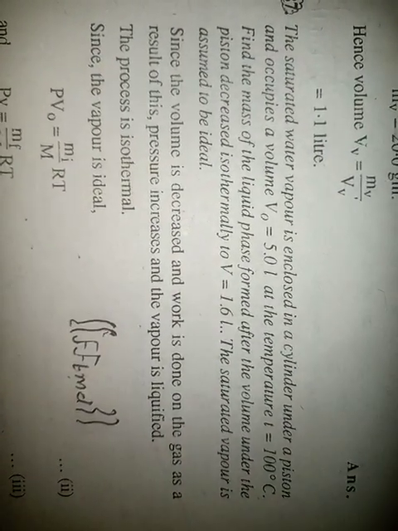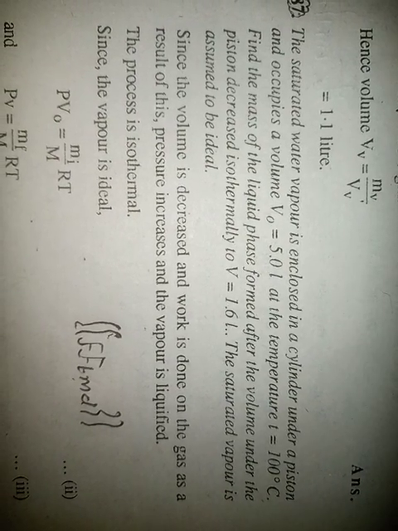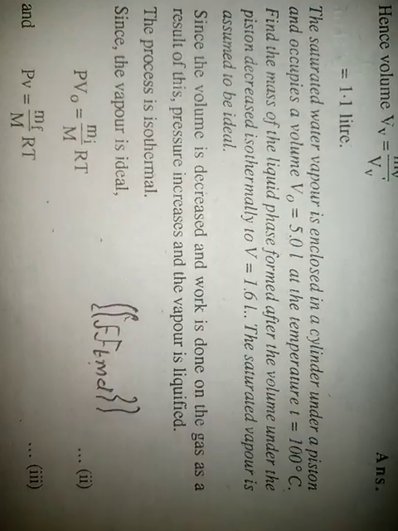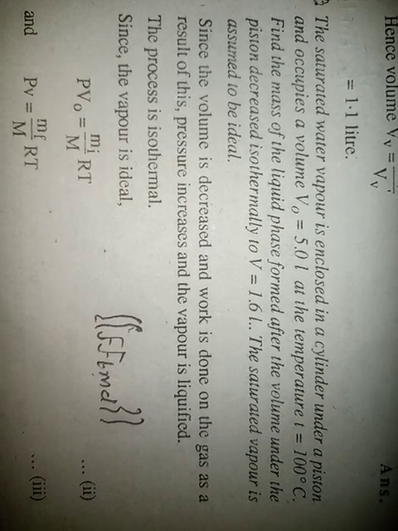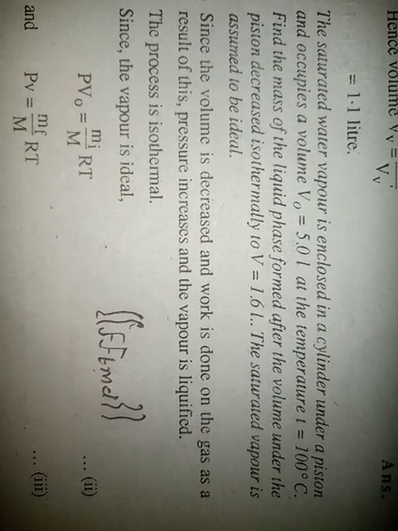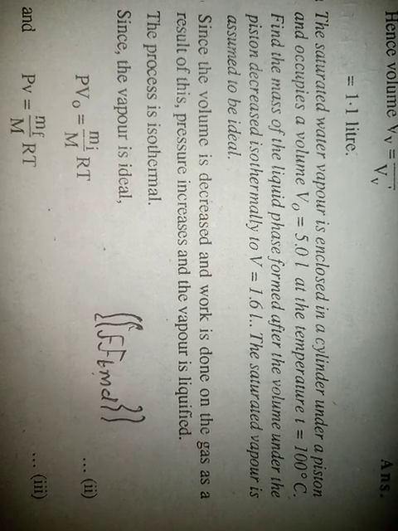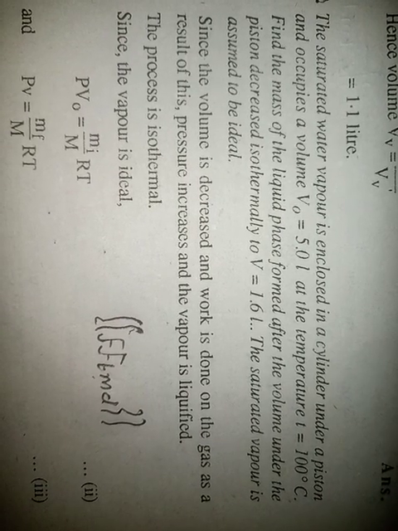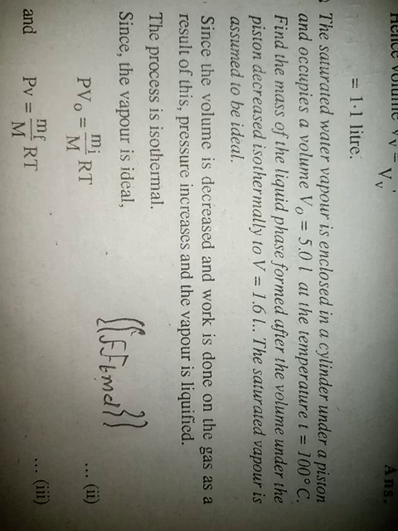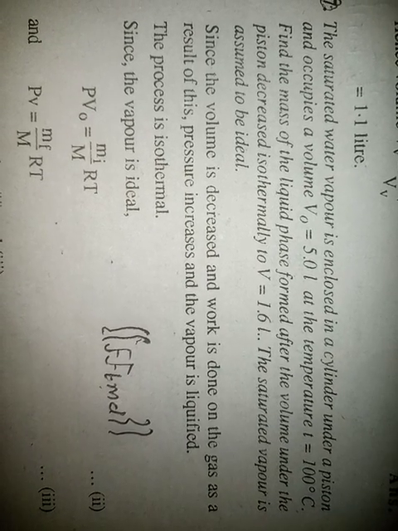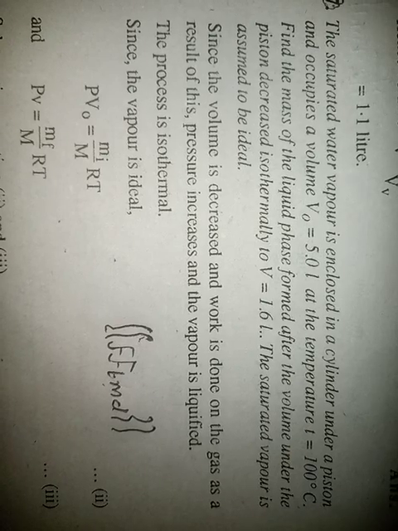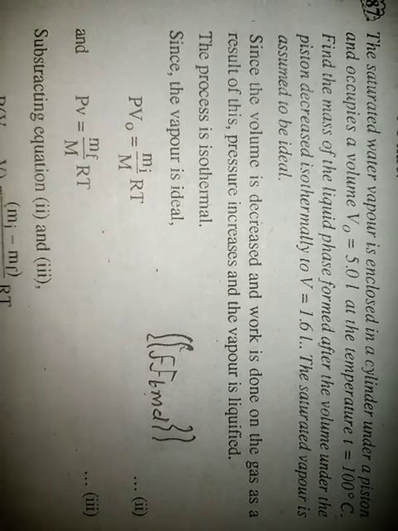The saturated water vapor is enclosed in a cylinder under a piston and occupies a volume V0 equals 5.0 liter at the temperature T equals 100 degrees Celsius. Find the mass of the liquid phase formed after the volume under the piston is decreased isothermally to V equals 1.6 liter. The saturated vapor is assumed to be ideal.